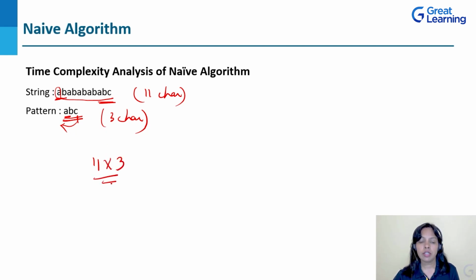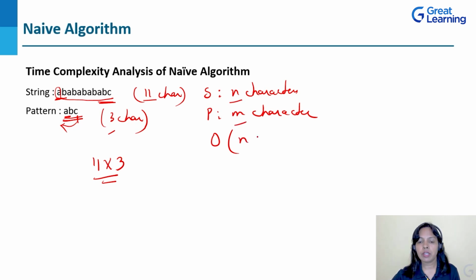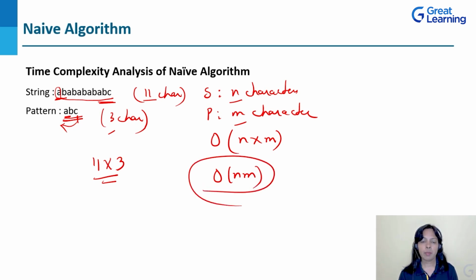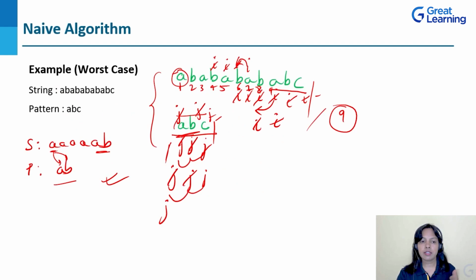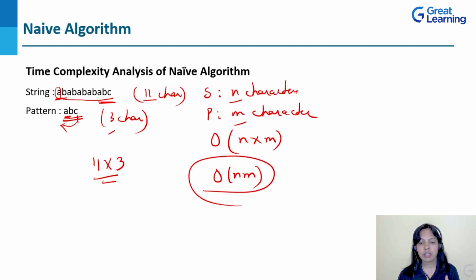11 into 3, right? Now let me generalize this. Suppose in the given string we have n characters. Okay. In the given pattern we have m characters. Then the time complexity in the worst case scenario will be, instead of 11 into 3, n into m. So the time complexity is Big O of nm. As we have done the worst case analysis of the naive algorithm here, it was easy to understand how we can arrive at this O of n into m time complexity. So this was all about the basic or fundamental algorithm, that is your naive algorithm.